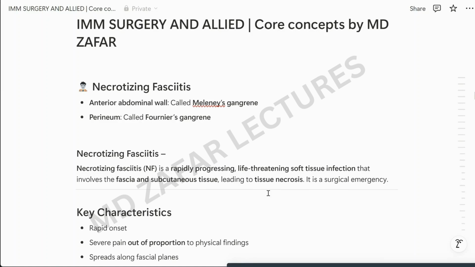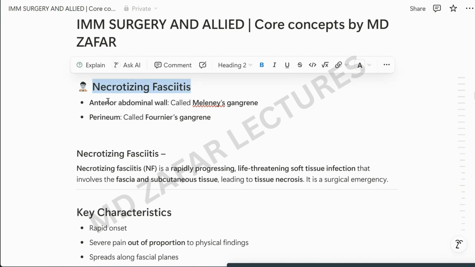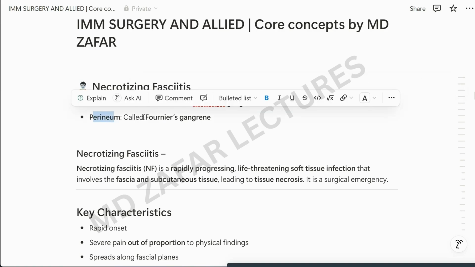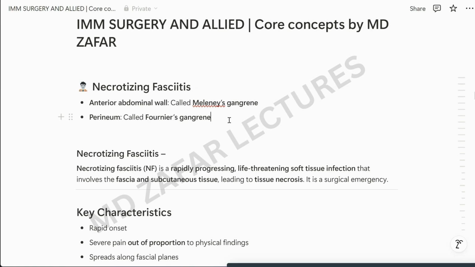I am Dr. M.D. Zafar and I talk about the core concepts related to the IMM surgery and allied. Today, the topic of our discussion is necrotizing fasciitis. Necrotizing fasciitis, if it is present in the anterior abdominal wall, is named Milanese gangrene. If the same is present in the perineum, it is named Fournier's gangrene. So now we'll talk about what it really is.